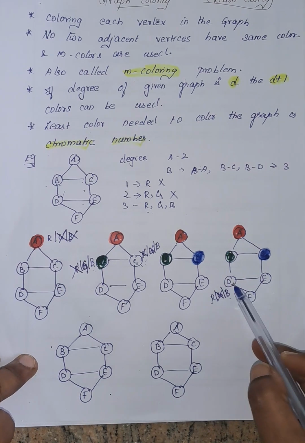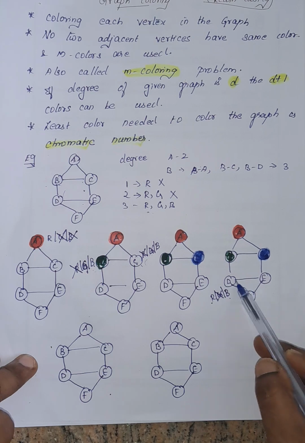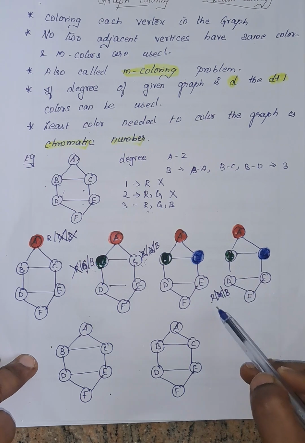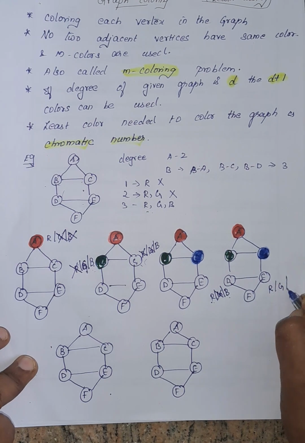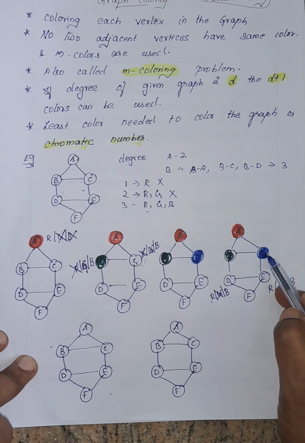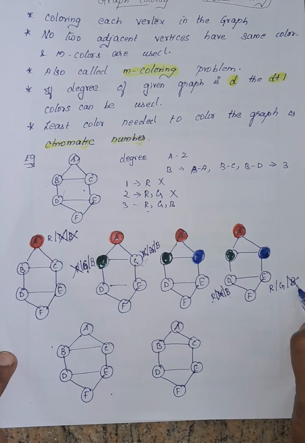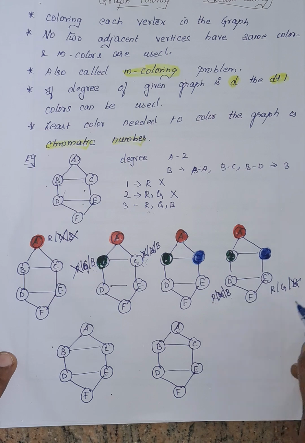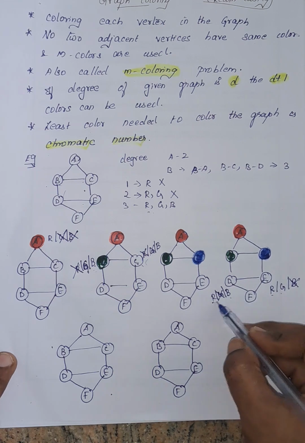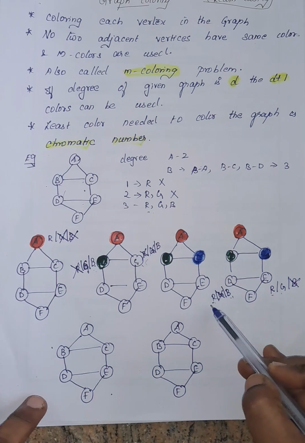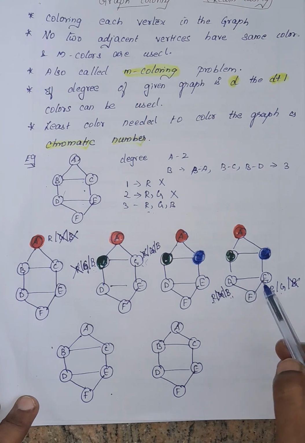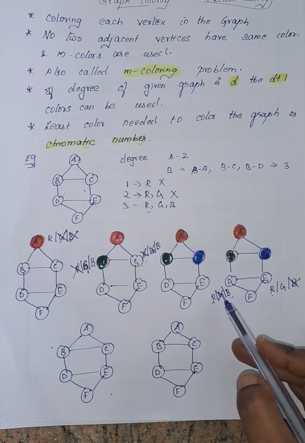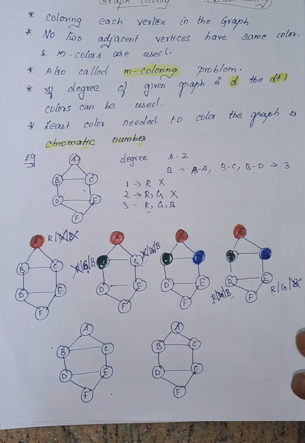And one more thing we have to see: D is connected to F and D is also connected to E. So I can either give red or blue. Here the possibility for E is, since C is connected with blue, I cannot give blue color to E vertex. So I can give either red or green. I cannot give red for both D and E because these two vertices are adjacent vertices. So I'm going to give it red color.